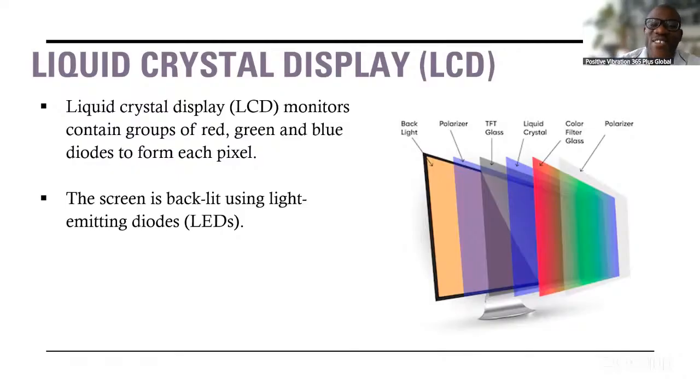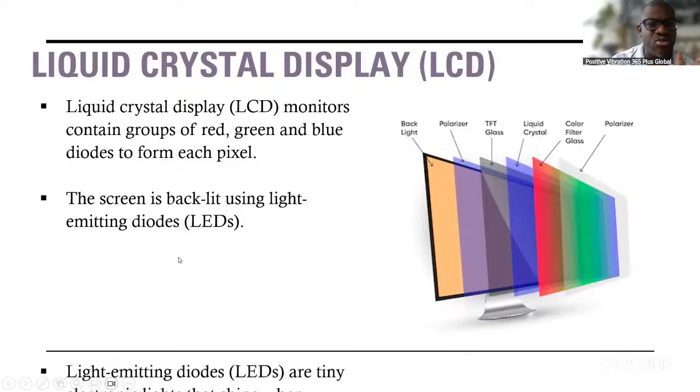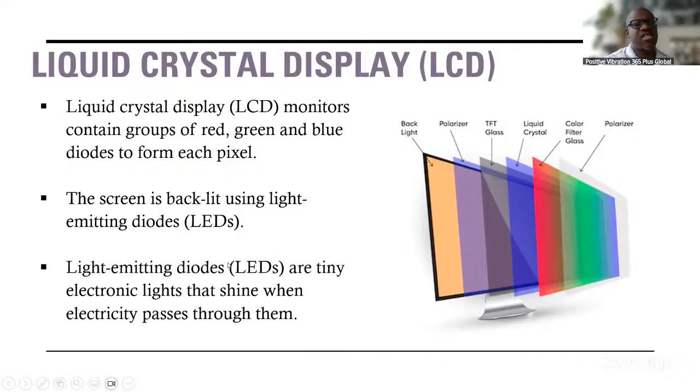So the screen is backlit, as I said, using light emitting diodes. So you see, that's where the light shines through these and gives you the lovely resolution that you see. All right. So light emitting diodes, which is what LEDs are, are tiny electronic lights that shine when electricity passes through them. That's how we end up with the fancy thing that you're seeing.